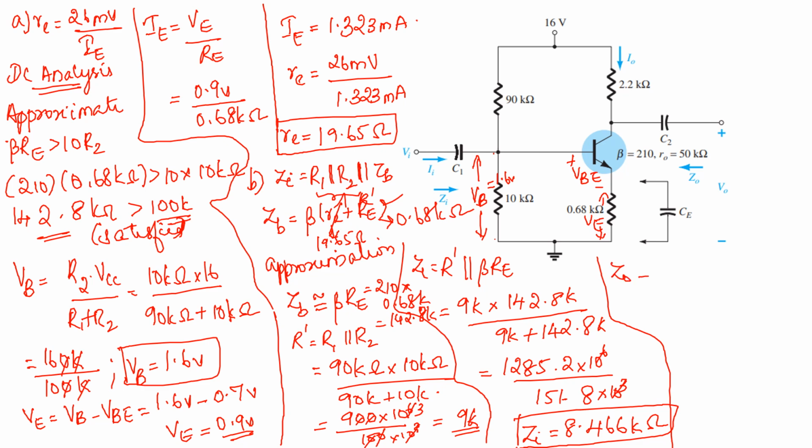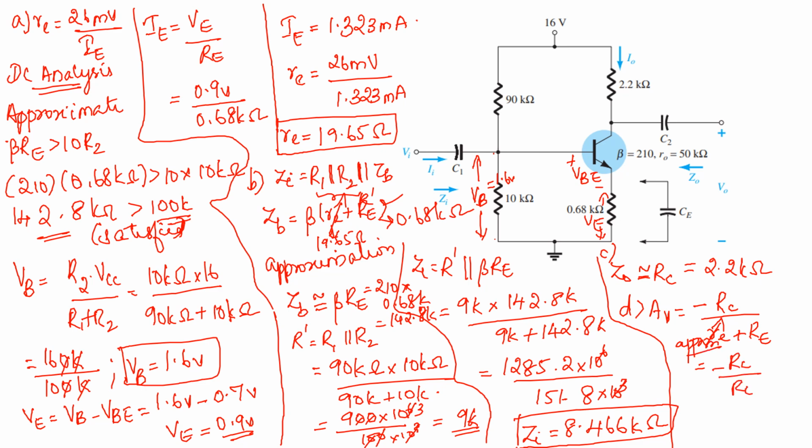Now what will be your Z naught? Z naught will be approximately equal to RC, which is equal to 2.2 kilo ohm. Directly you can write the answer. And D part, now AV is equal to, what is the formula? Taking into consideration your small re, so minus RC, emitter bias, right? So re plus capital RE. So you can neglect this re taking the approximation. So you can write it as minus RC divided by RE.